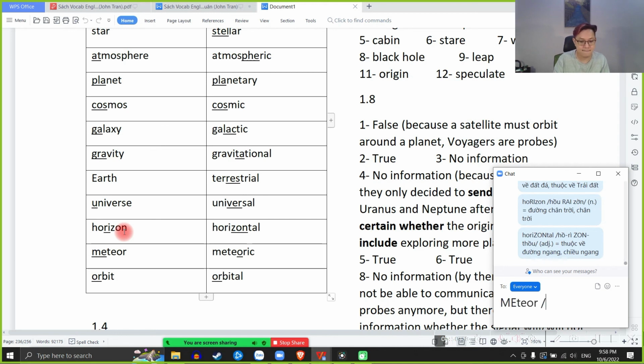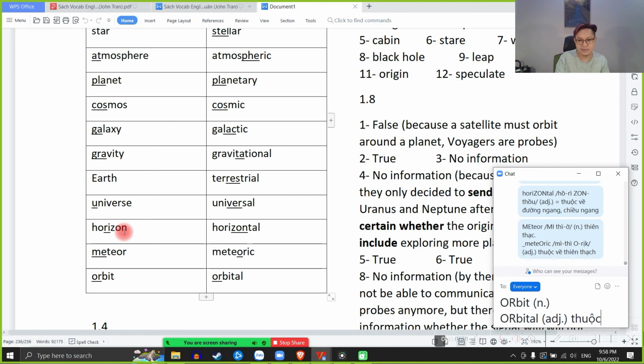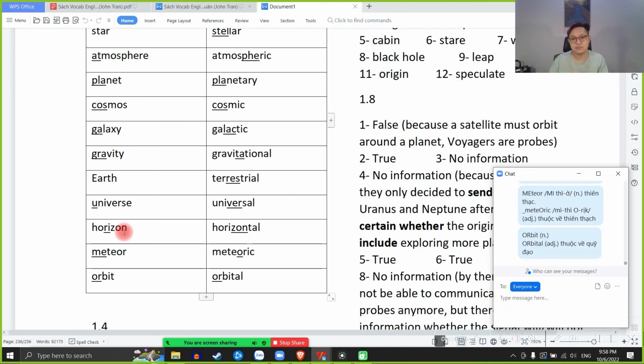Now next one. Meteor. Meteor. Thiên thạch. So we have meteoric. Thuộc về thiên thạch. Okay, next one, orbit. So we have orbital. Thuộc về quỹ đạo. Okay, any question? Orbit, orbital.